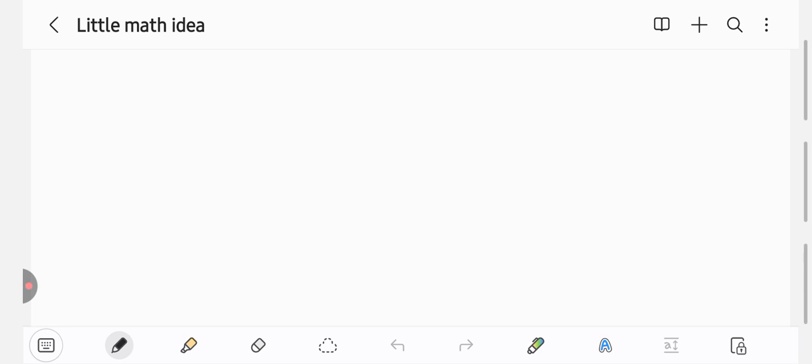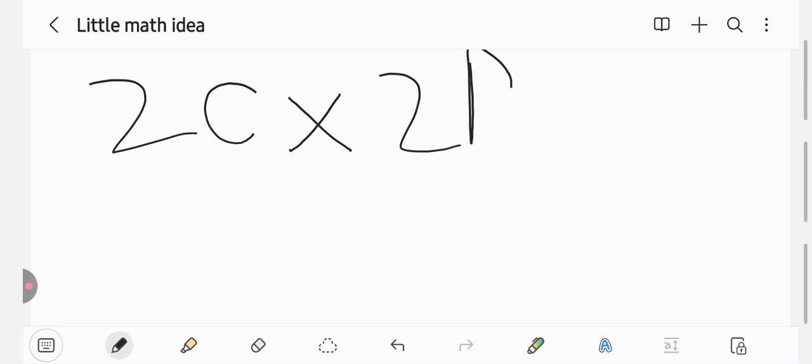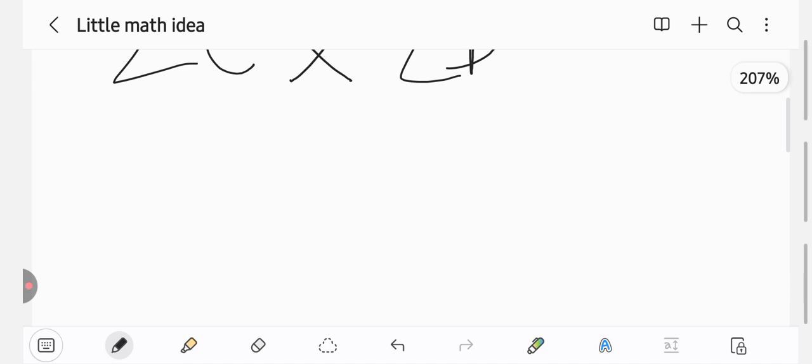So when you have an arithmetic expression, such as 2c times 2d, suppose, when you have such operations, you can do one certain thing. The idea is about how you write them.